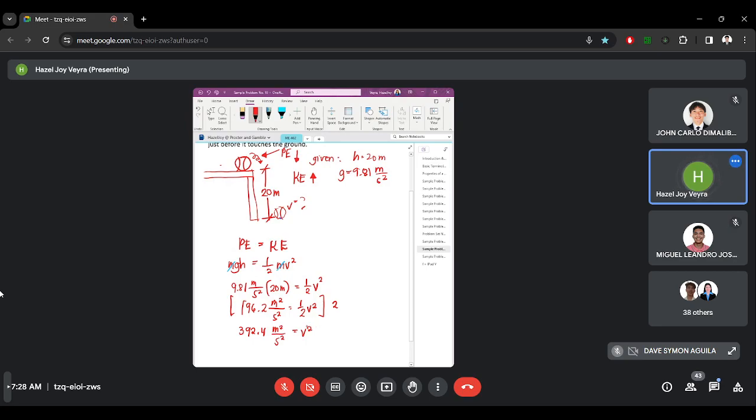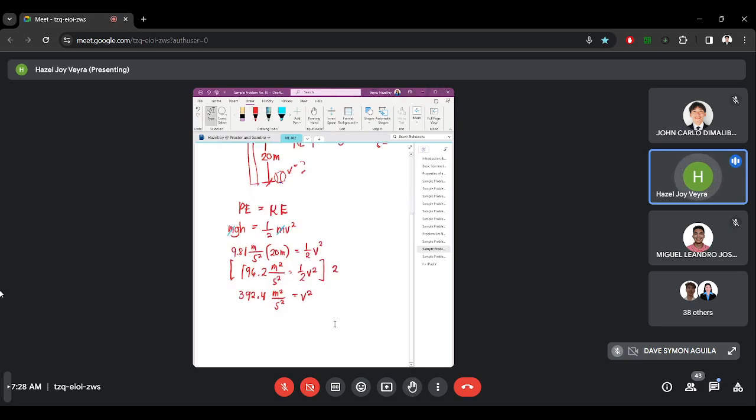So at this point, we can already compute for the velocity. We just need to find the square root of both terms. The square root of 392.4 is 19.809. The square root of m squared is m, the square root of s squared is s, and on the other side of the equation, the square root of v squared is v. So this is our final answer.